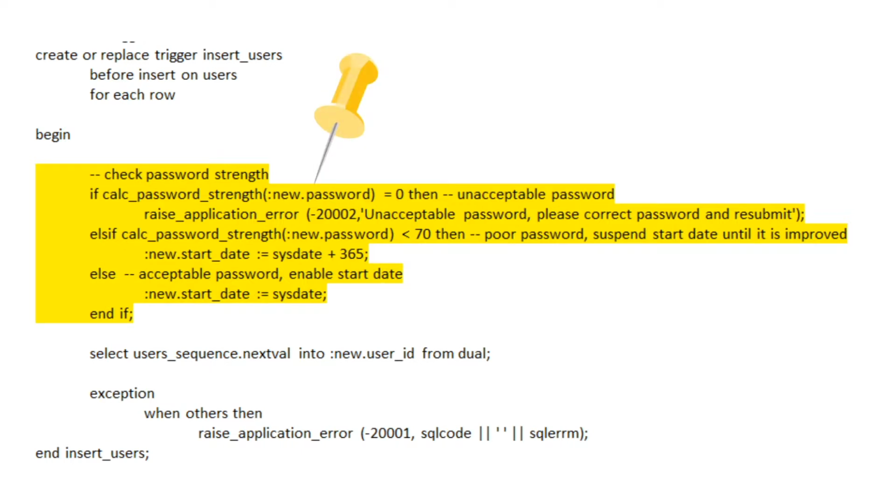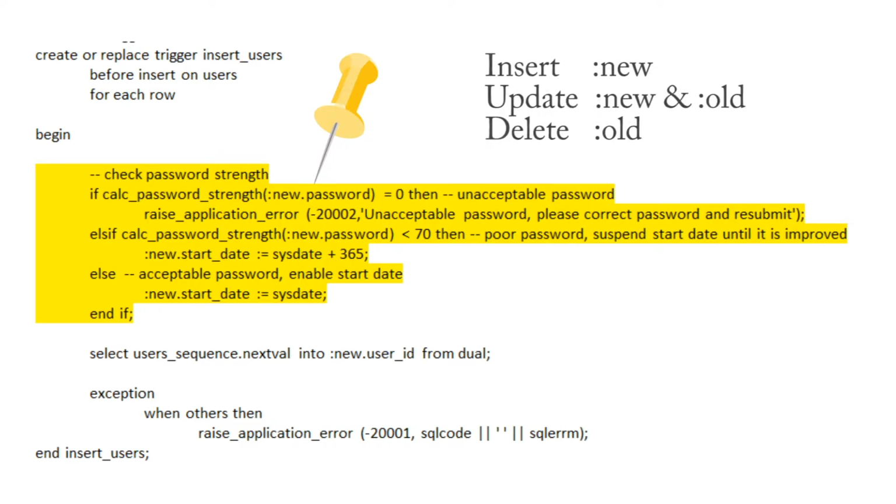If calc password strength left paren :new.password equals 0, then, well, looks like we're passing something called new.password to the calc password strength function and then checking whether that return value is equal to 0. What's the magic? Insert triggers have a pseudo row called new, and you reference that guy with the colon notation shown here. Columns within that row are referenced using dot notation.